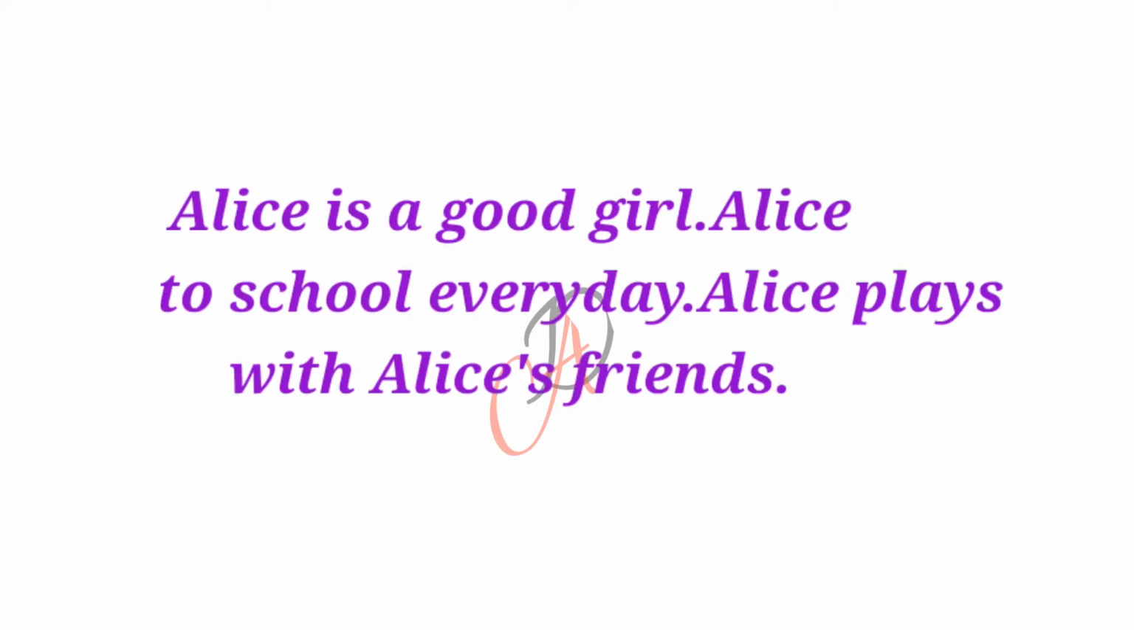Let's understand the usage of pronouns with an example. Alice is a good girl. Alice goes to school every day. Alice plays with Alice's friends. When we look at this example closely, we find nouns like Alice, girl, school, friends. But the most repeated noun is Alice, and that makes the sentence very unnatural. So we need to replace the noun Alice with suitable pronouns.